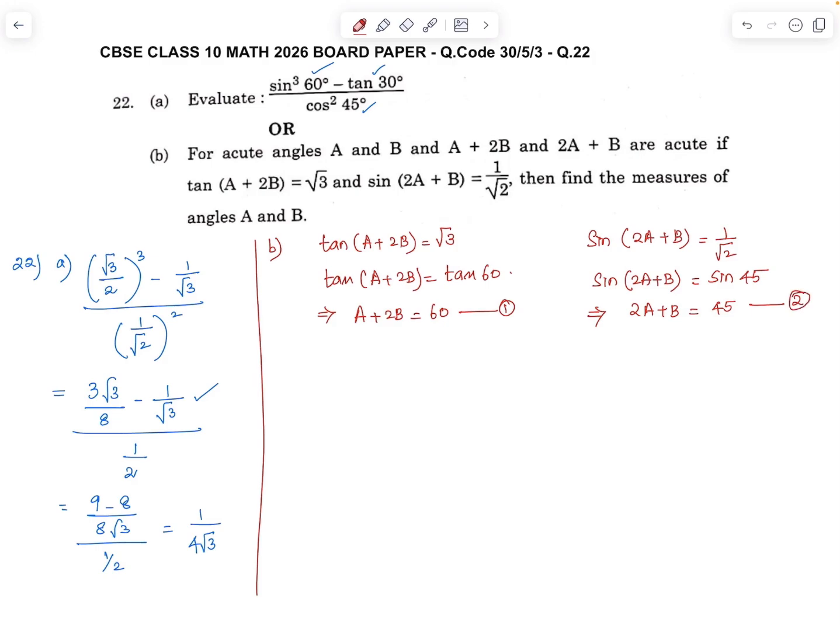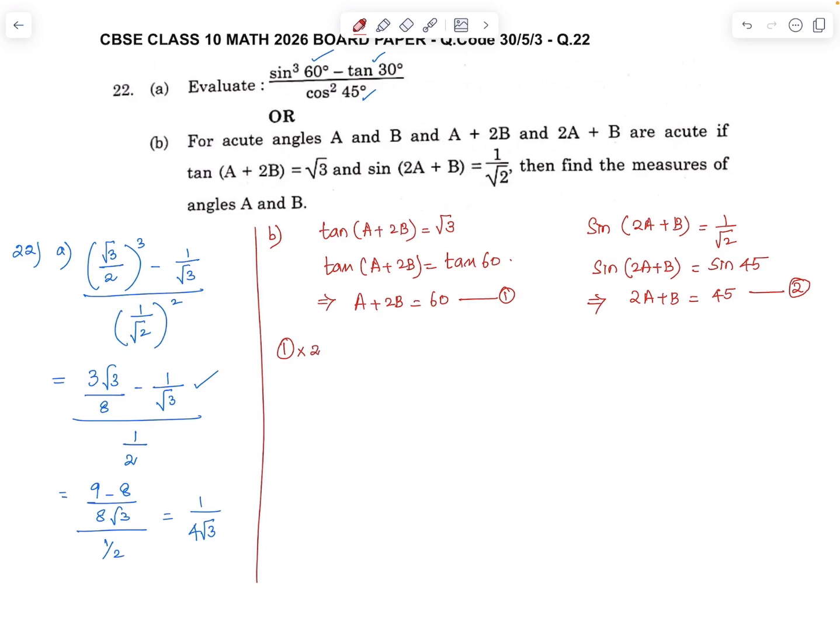Now we have to solve equations 1 and 2. Multiplying the first equation by 2, we get 2A plus 4B is equal to 120. Then from this, let us subtract the second equation. That is 3B is equal to 75. So B is 75 upon 3, which is 25.